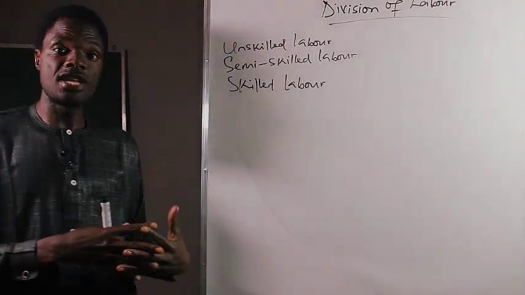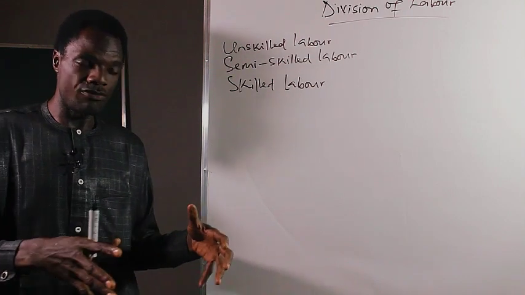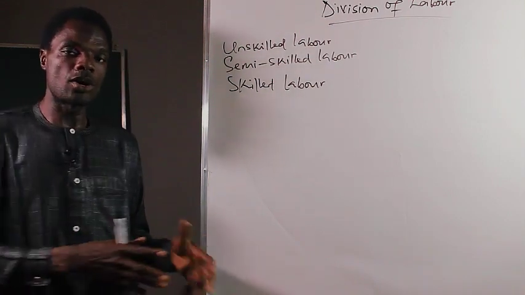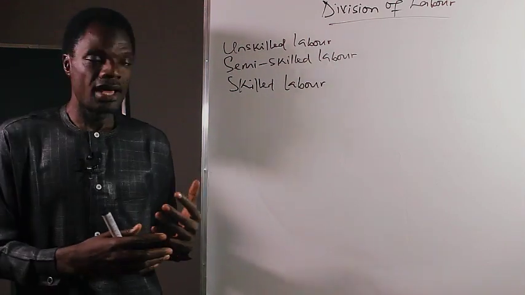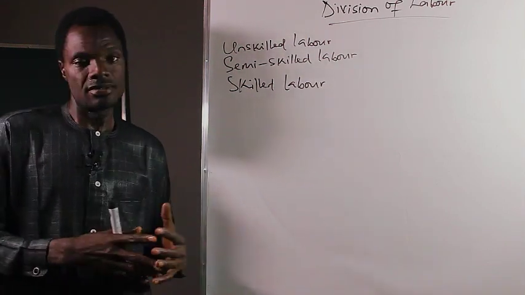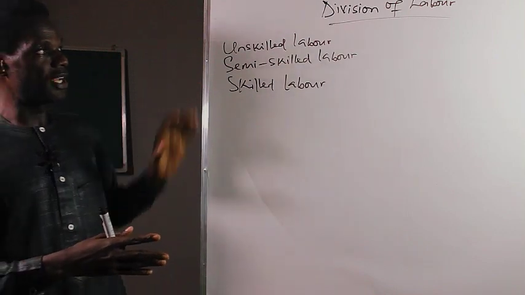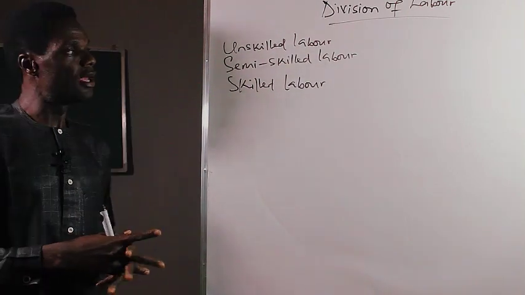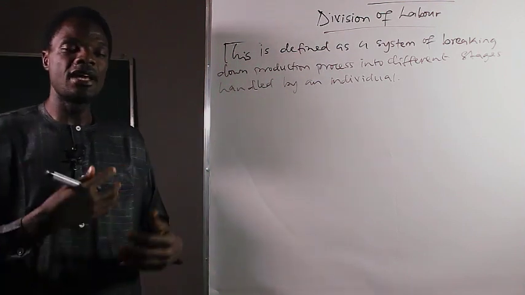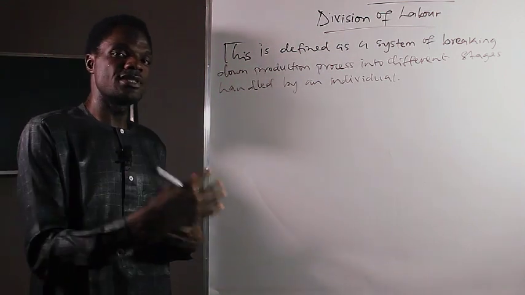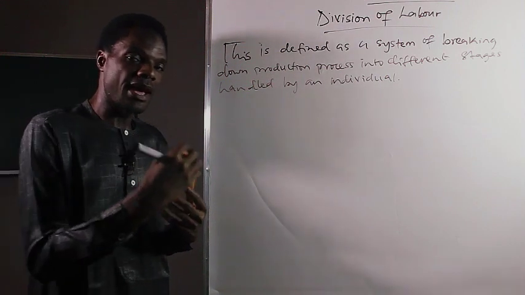For example, an engineer can make the design of a building, a bridge, or a road. So until we get another engineer, then we cannot have that skilled labor. So these are some of the categories that we have under labor. Now, by division of labor, we mean it is the system of breaking down a production process into stages, each of which is handled by an individual.